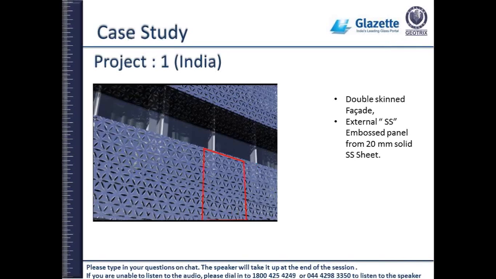And externally, if you see, we have a beautiful stainless steel. The designer, because he is not aware of the feasibility of building this with metal, has taken some suggestions for himself, and he has come out with an option of using stainless steel embossed panel. It means he is taking a 20 mm solid sheet of stainless steel, and then he is trying to machine this pattern out of it.